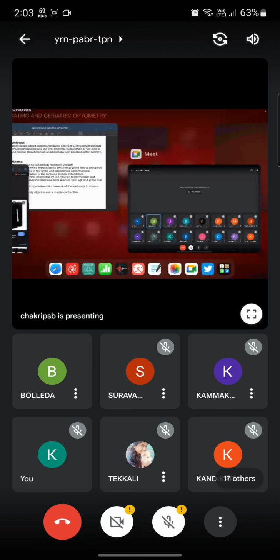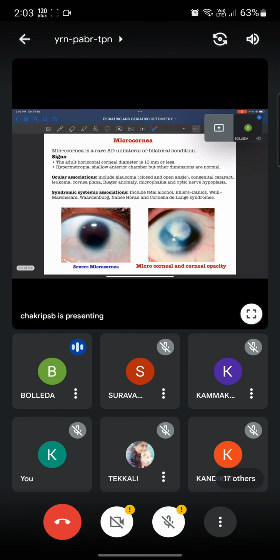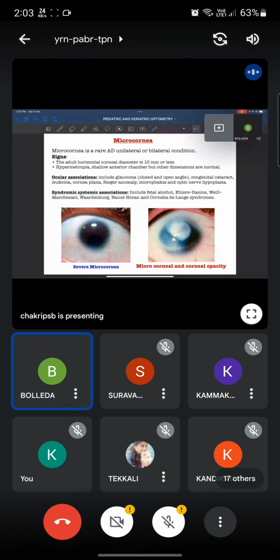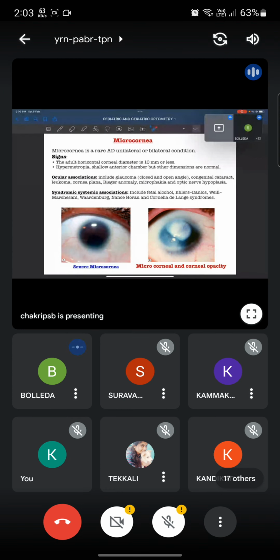Can you explain that point, like in microcornea, closed angle and open angle, how it causes that? As you said in the ocular association, it includes glaucoma, closed and open. How does it happen? Ocular associations means, due to glaucoma, microcornea is also affected with glaucoma.